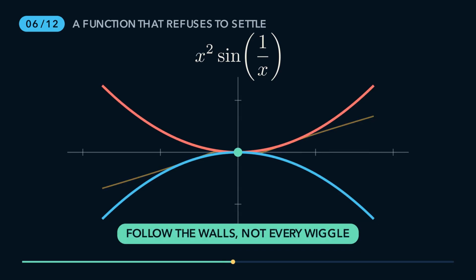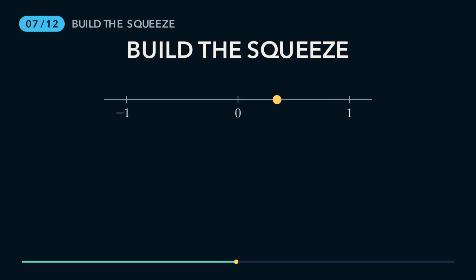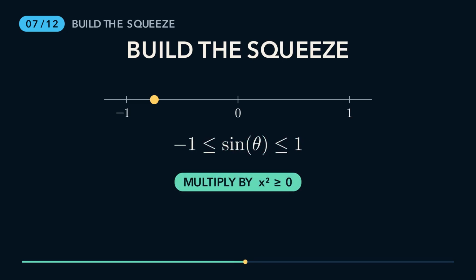We only need to build the two walls around all of them. Start with a fact we already know from the sine wave. Sine of anything always lies between -1 and +1. Near 0, x squared is non-negative, so multiplying preserves the inequality directions. That gives -x squared below x squared sine of 1 over x, and positive x squared above it.